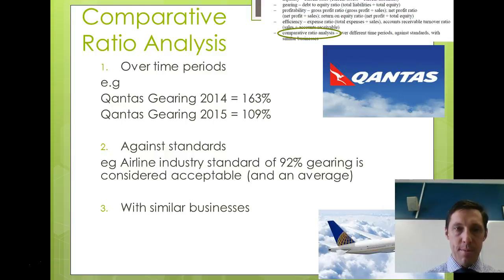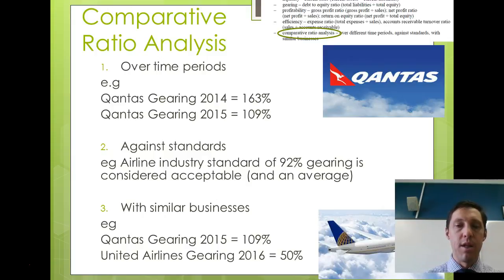The final comparison can occur with similar businesses. So for example, if we look at Qantas's gearing, 2015, 109%. If we then look at United Airlines' gearing level in 2015, their gearing level is about half that of Qantas. So they're only geared to about 50%. So again, if you compare Qantas's gearing ratio to another in the industry, they are taking on much greater risk than that other business in the industry.